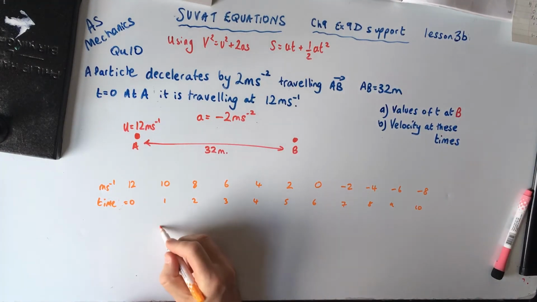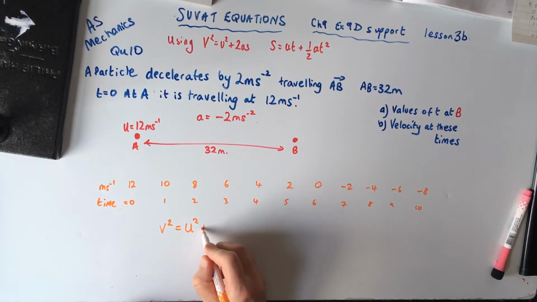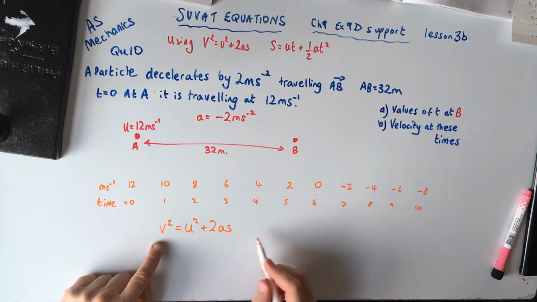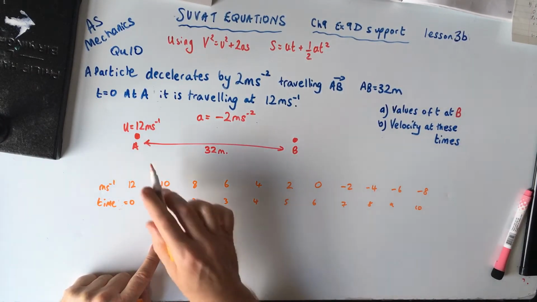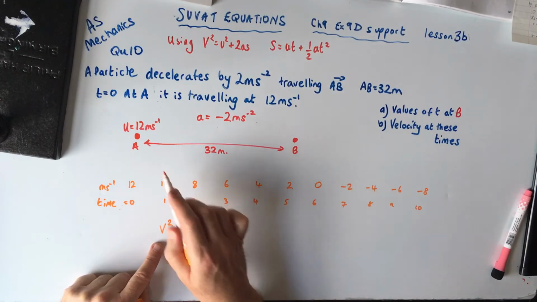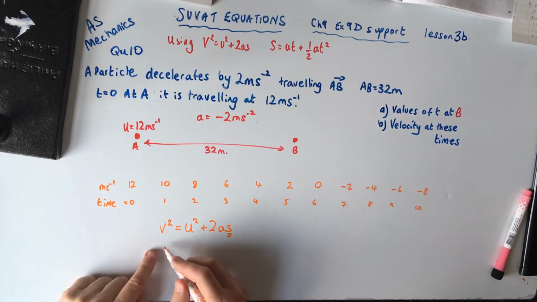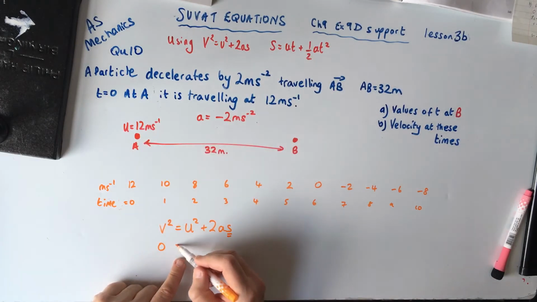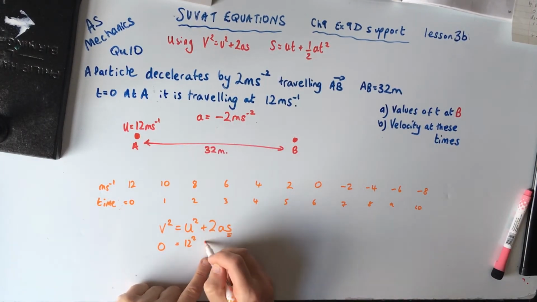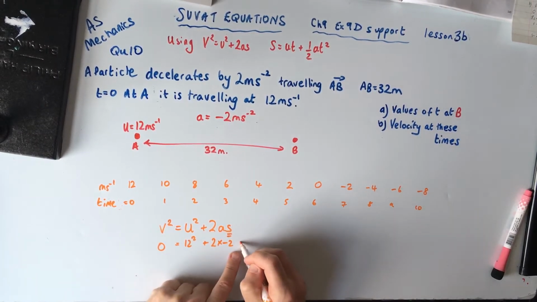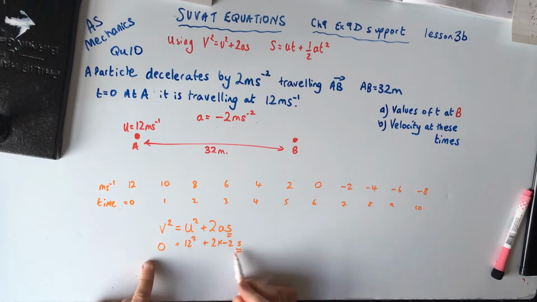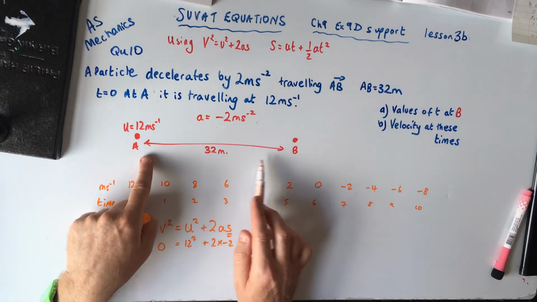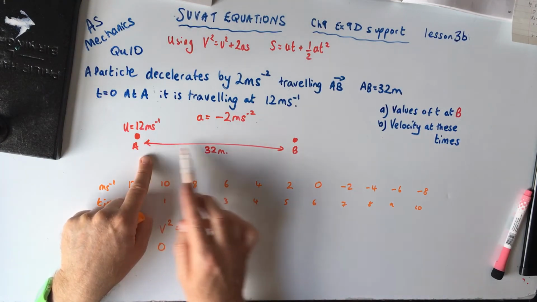So if we were to use this equation, v squared equals u squared plus 2as, this is interesting here, we could use this equation to find out the value of s, how far along the line before it stops and turns round. We know that the velocity at this point is 0. We know that u is 12, so 12 squared plus 2 times -2 is a. If we worked out s in this equation using those numbers, if s was less than 32, it's not going to reach B before it turns around and comes back.